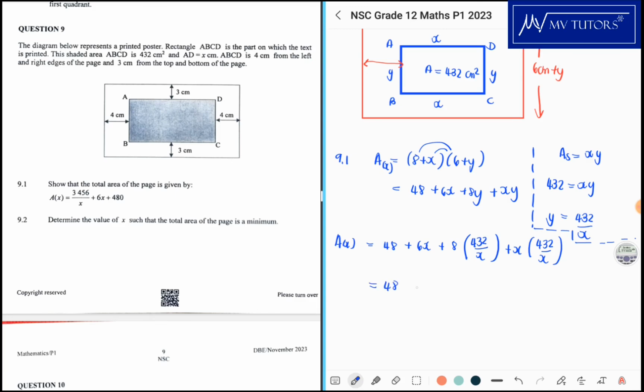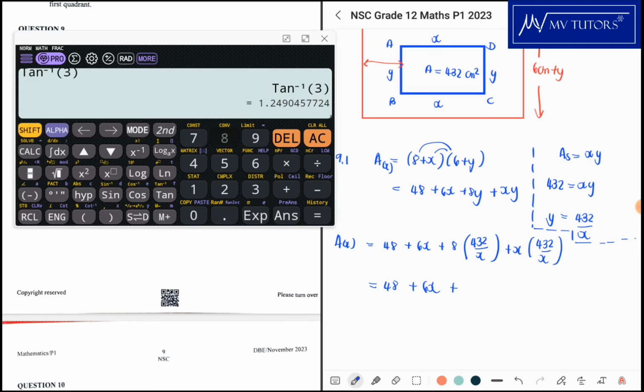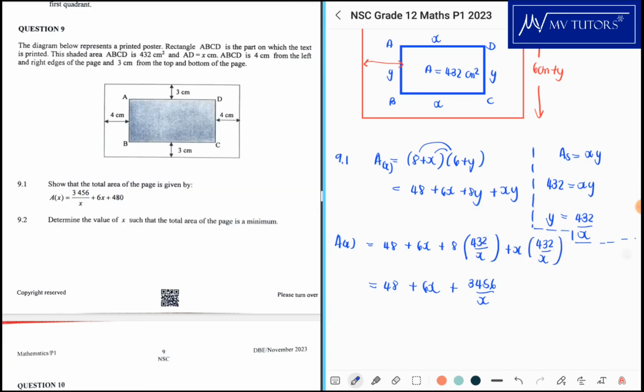So I have 48 plus 6x. Do I have a 6x? Yes, I do. Okay. And then 8 times 432, 3, 4, 5, 6. That's great. So at least I have 3456 over x, and I have 6x. And then x and that x will cancel out, so I'm left with 432.